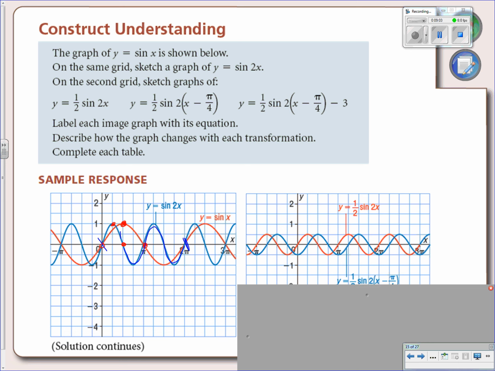Okay, so that blue graph is sine of 2x. The red graph is 1/2 sine of 2x. And then the next one here in blue is 1/2 sine of 2x minus pi over 4. And then in green, we have last one, which is 1/2 sine of 2x minus pi over 4 minus 3. Okay, so basically the first graph of sine of 2x takes on 4 shifts to become this green graph.